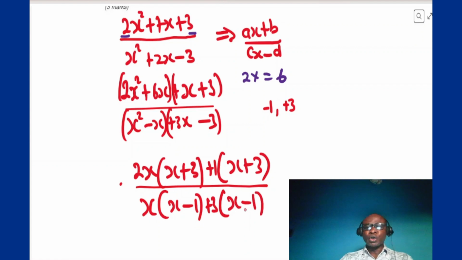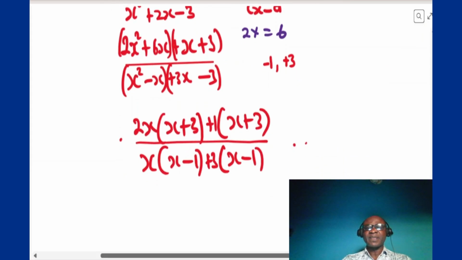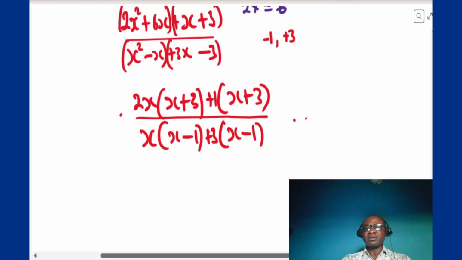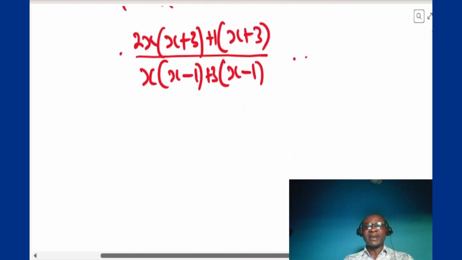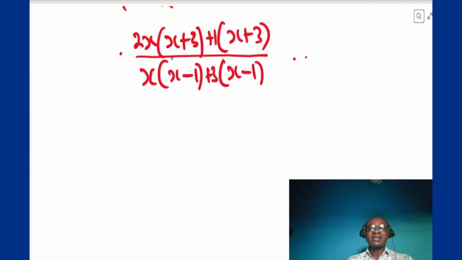For you to know if you are correct, the two brackets must be the same. If they are not the same, you are wrong. That is the only way you figure out if you are correct. What I mean by that, this bracket and this one must be the same. This and this must be the same. That is when you know you are correct.